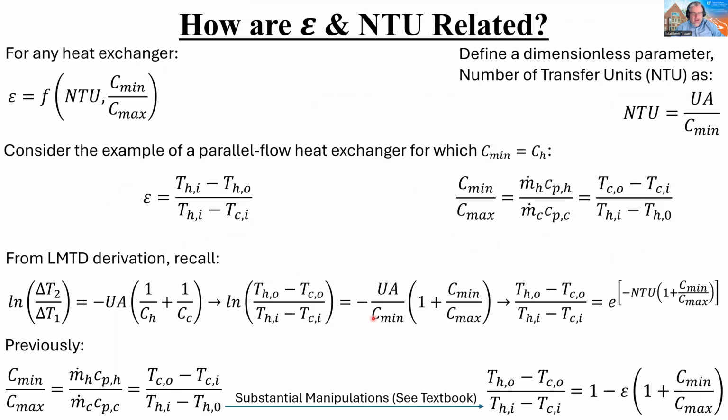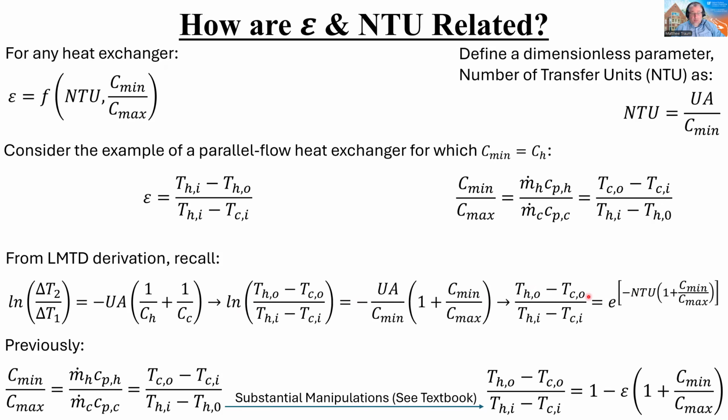Okay. And then if I do a little bit of manipulation here, it works out that this thing turns into this: 1 plus C min over C max times negative UA over C min. Then I do a little more manipulation and I get this relationship here. Remember, this is an NTU, so NTU is sitting right here. This becomes this guy. This negative sign is that negative sign. All I'm really doing in this step is exponentiating both sides. So I'm going to take this to the e, and this to the e, and I end up with this guy.